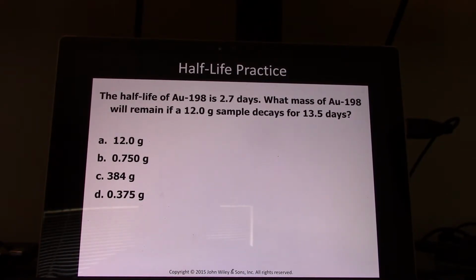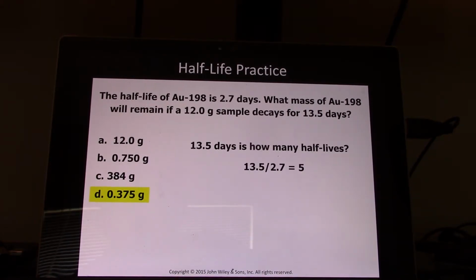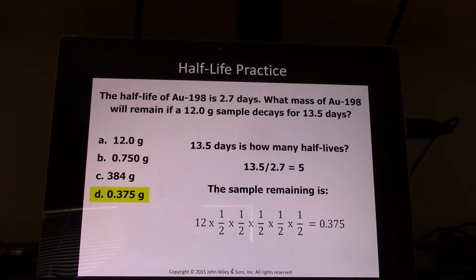The half-life of gold-198 is 2.7 days. What mass of gold-198 will remain if a 12-gram sample decays for 13.5 days? Well, let's start with our 12 grams. And our half-life is 2.7 days. It goes for 13.5 days. 13.5 divided by 2.7 is 5. This is 5 half-lives. So the amount is cut in half 5 times.